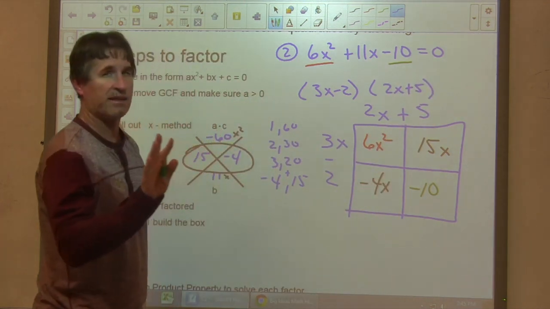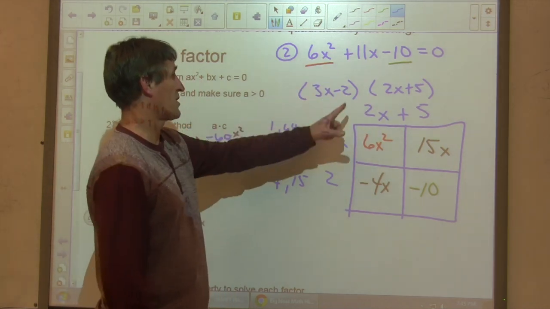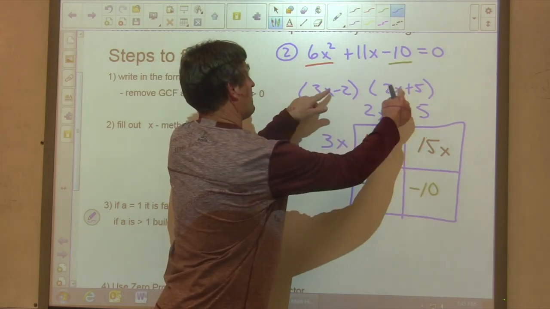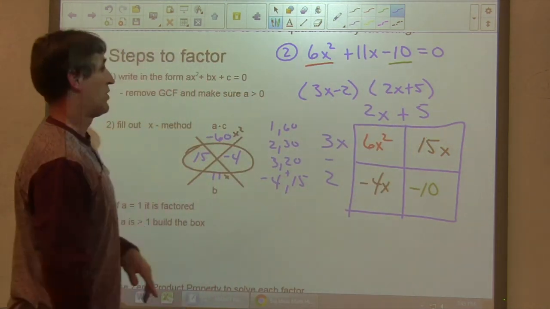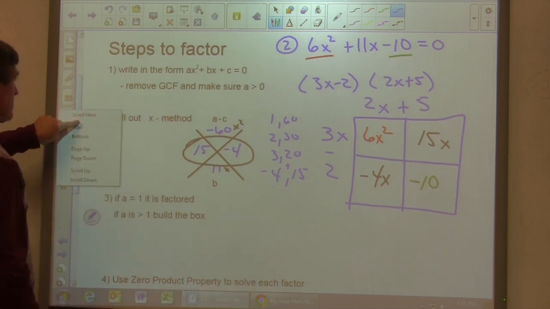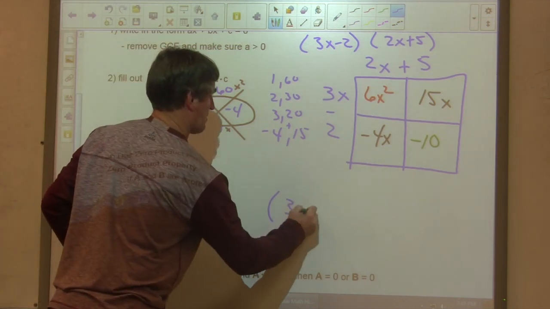Again, if you'll just take 5 seconds to check this. 3x times 2x is 6x squared. Negative 2 times positive 5 is negative 10. And then 15 and negative 4 give me 11. So I know I got it right. So now once we have those, 3x minus 2.